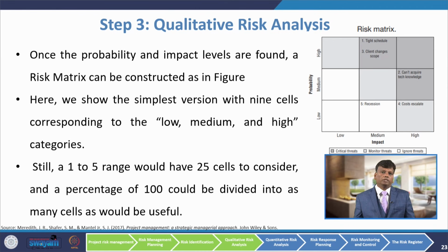Here we show the simple version with 9 cells corresponding to the low, medium and high categories. A 1 to 5 range would have 25 cells to consider, and a percentage of 100 could be divided into as many cells as would be useful. So, instead of a 1 to 3 scale, we can have 1 to 5 also.